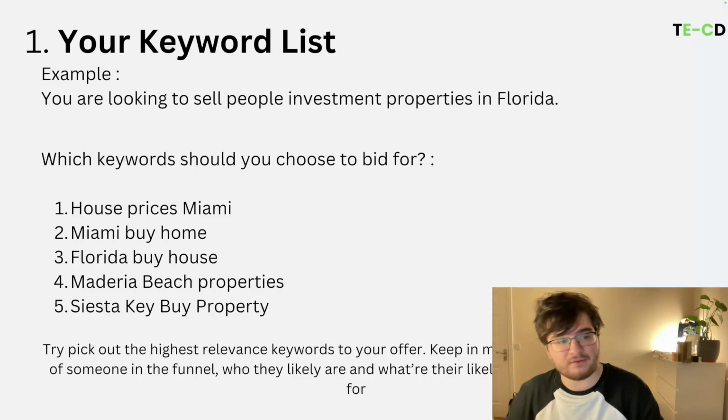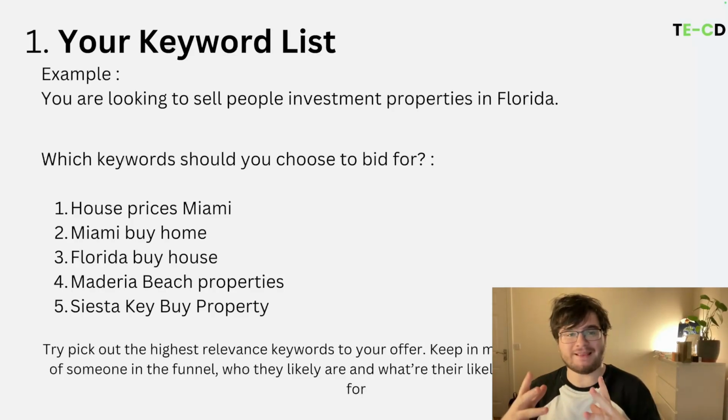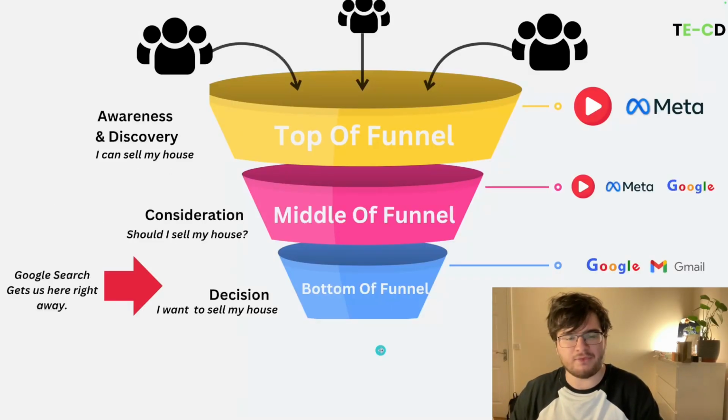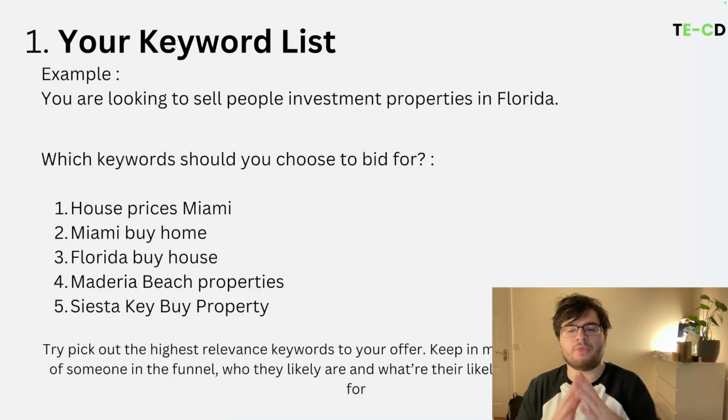So for our keyword list, we have to choose from: house prices Miami, Miami buy home, Florida buy house, Madeira, I don't know how to pronounce it, I'm going to be honest, Madeira Beach properties, and Siesta Key buy properties. So try and pick out the highest relevance keywords to your offer. Keep in mind things like the location of someone in the funnel, the kind of funnel we discussed here. Where would a keyword land them in this funnel right here? Who they are if they're searching, and what they're likely to be actually searching for. So again, which of these keywords would best suit this type of business?